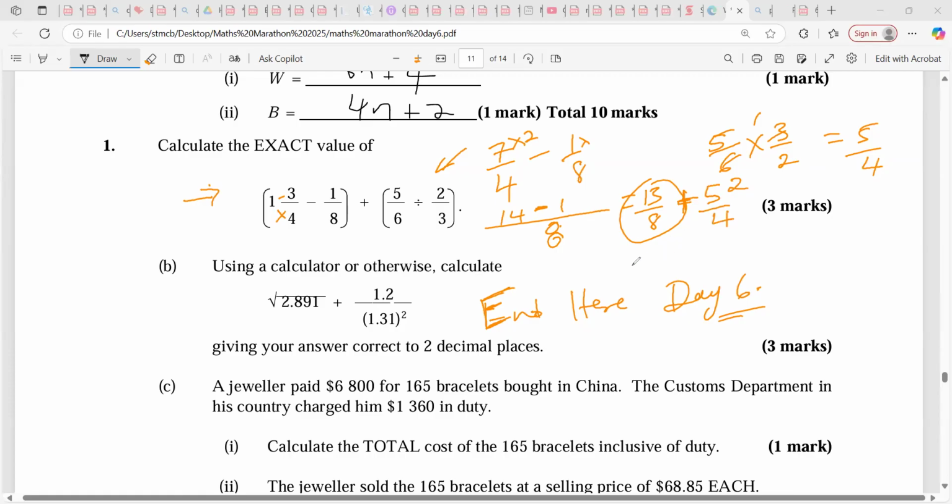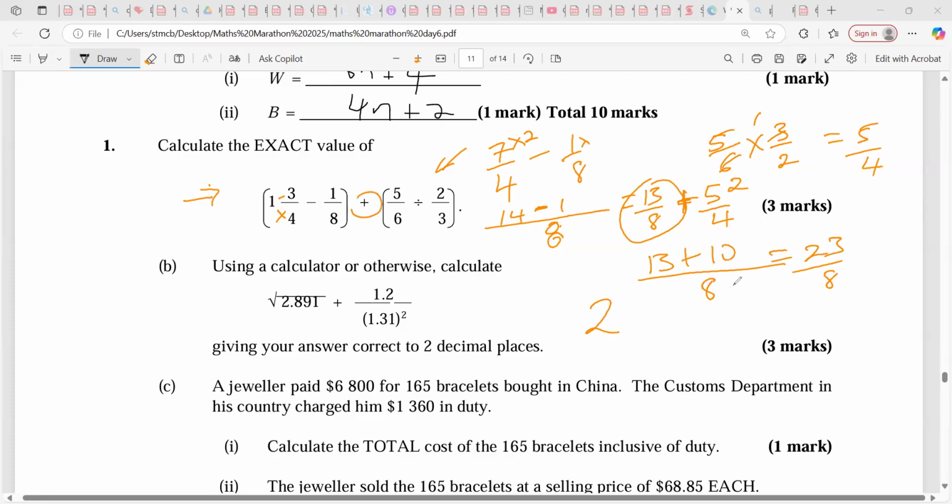Now we're supposed to add, so we find the LCM. Let's see if we can work it out. No, I'm not doing this right. So the LCM would have been 8. 8 into itself 1, 1 times 13, 13. 4 into 8, 2, 5 twos 10. So that's 23 over 8. 8 threes 24. So that's our 2 times, and that's our 7 over 8.